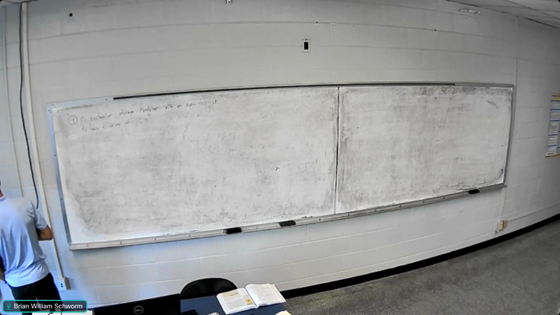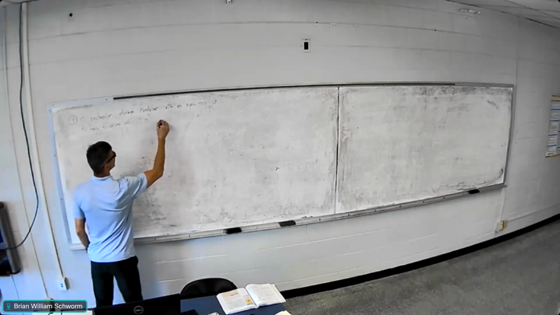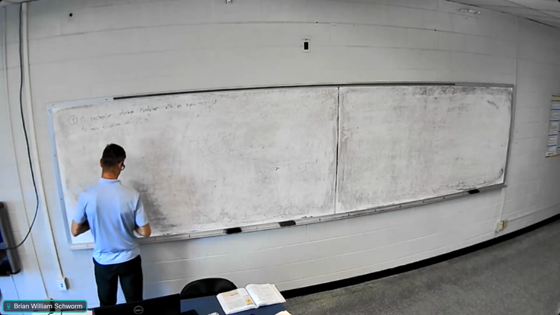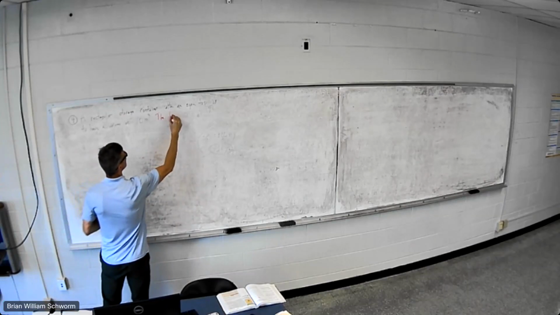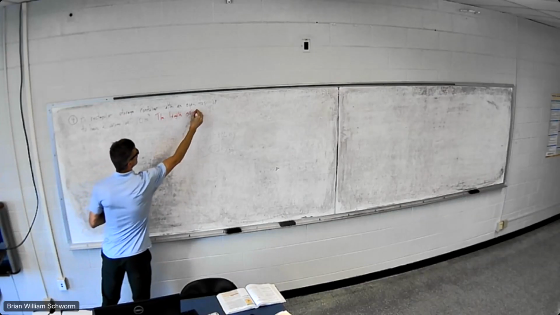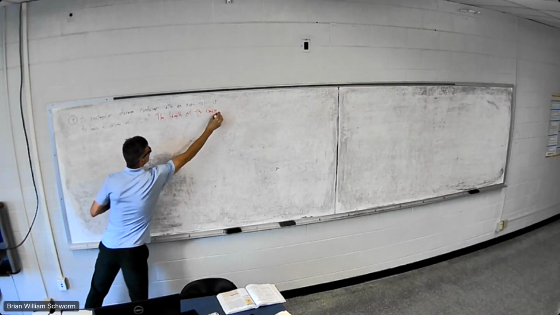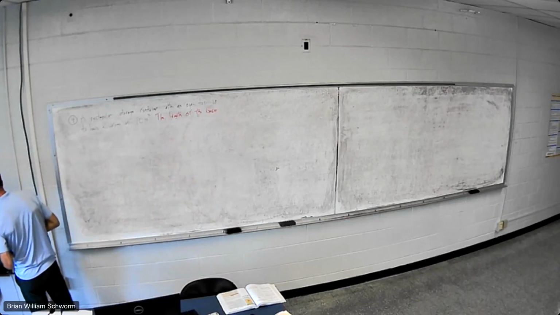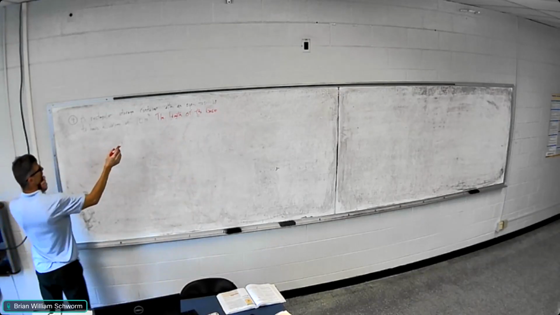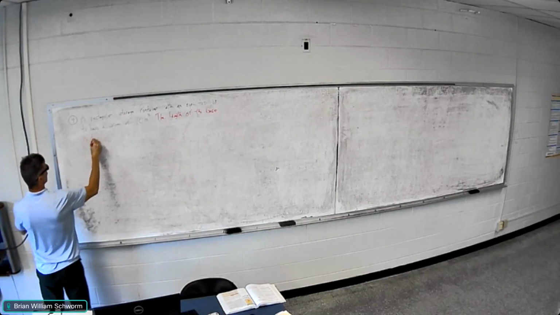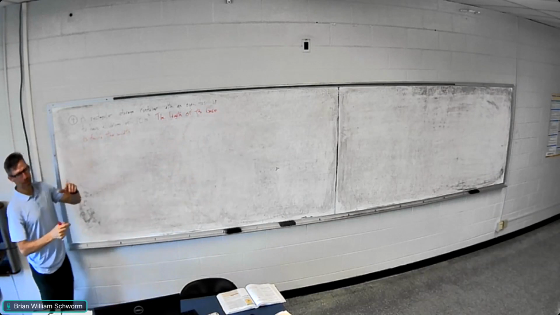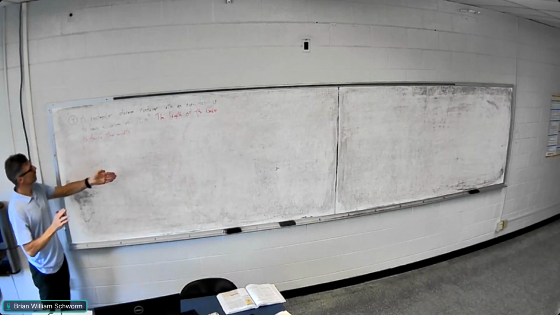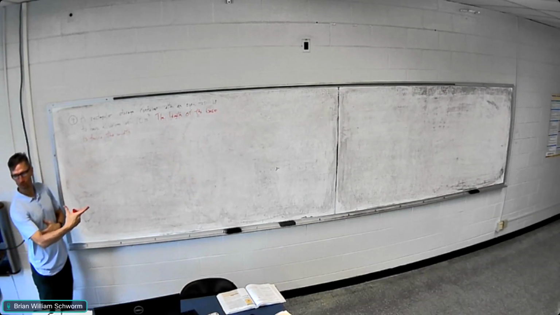Anyway, reading on, it says the length of this base is twice the width. So they're giving us a constraint here. They're saying the length of the base has to be twice the width.